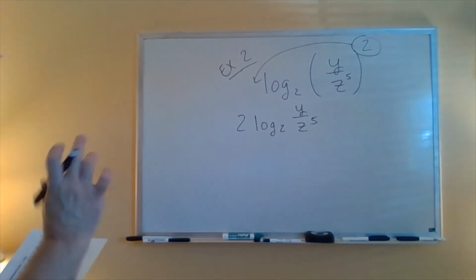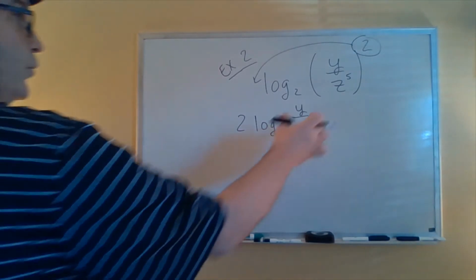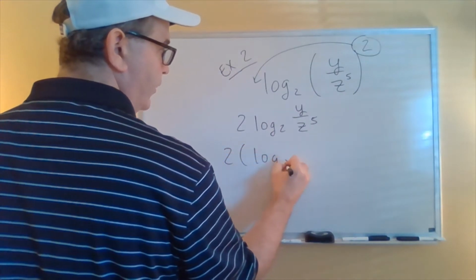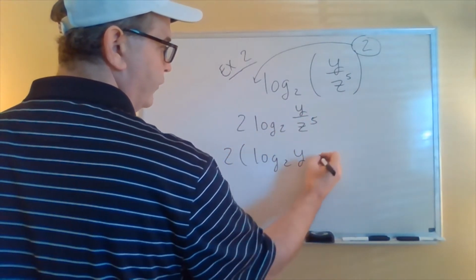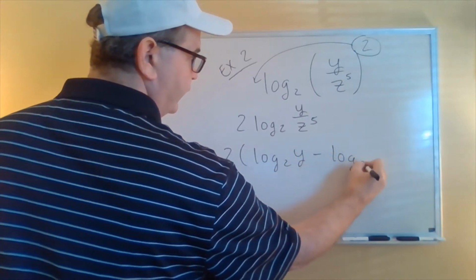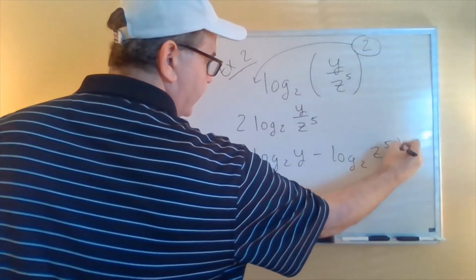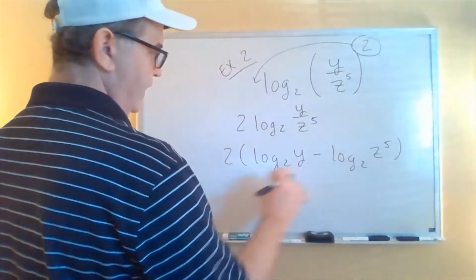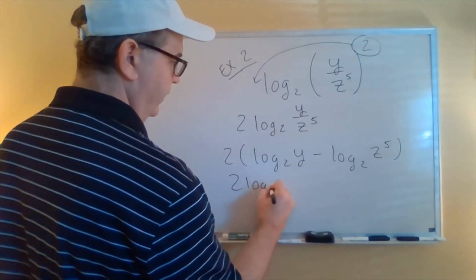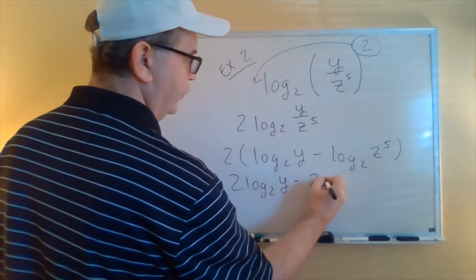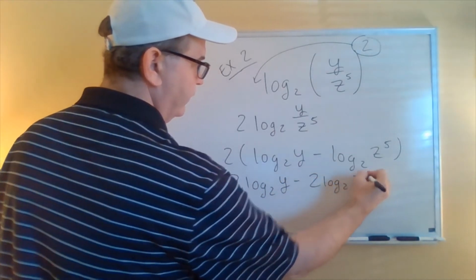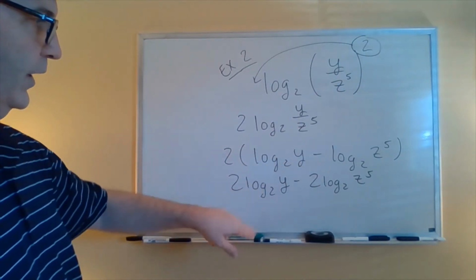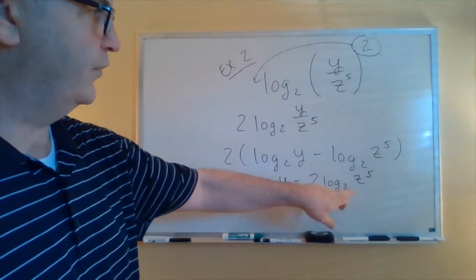So the next thing I'm going to do is use that quotient rule to break up what I've got going on here. So it's going to end up being 2 times the log base 2 of, I'll have my numerator first, and I'm going to subtract log base 2 of my denominator here, z to the fifth. If I wanted to go ahead and distribute this now, I could. I'd end up with 2 log base 2 of y minus 2 log base 2 of z to the fifth. So all I did was distribute that 2 through the parentheses here. So 2 times log base 2 of y, and then 2 times log base 2 of z to the fifth.